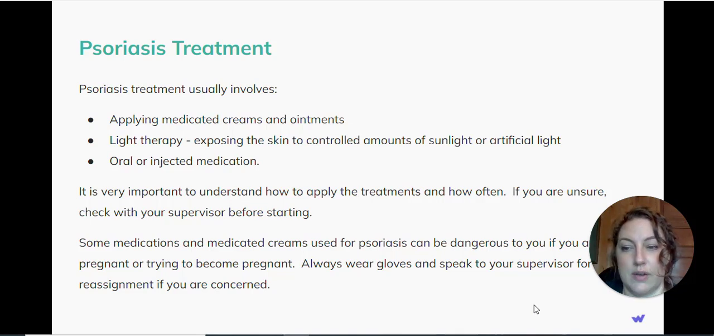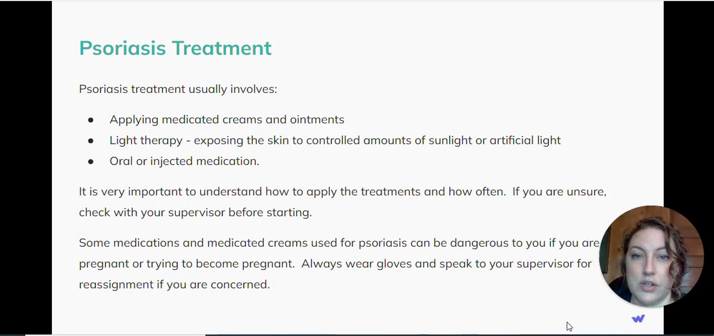Psoriasis treatment usually involves applying medicated creams and ointments, light therapy or exposing the skin to controlled amounts of sunlight or artificial light, oral or injected medication. It's very important to understand how to apply the treatments and how often. If you're unsure, check with your supervisor before starting. Some medications and medicated creams used for psoriasis can be dangerous to you if you're pregnant or trying to become pregnant. Always wear gloves and speak to your supervisor for reassignment if you are concerned.